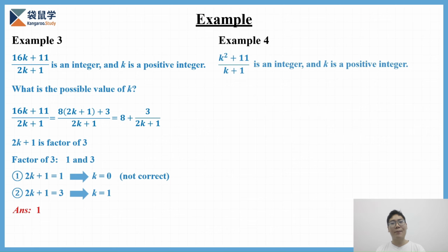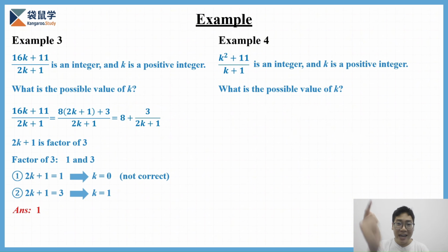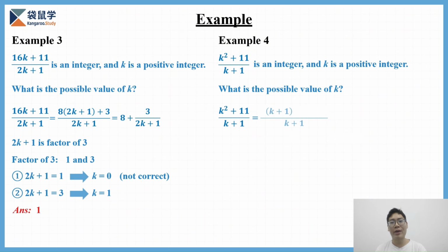For the fourth example, we have k squared plus 11 over k plus 1. With the same criteria as the previous example, we want to find the possible value of k. So from what we have learned just now, what should we do first? Very good. Do separation of constants. So if my denominator is k plus 1, what should also be included in my numerator? Yes, k plus 1 also. So from here we get k plus 1 as the numerator and k plus 1 as the denominator.